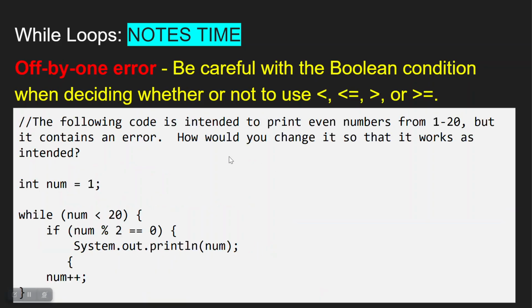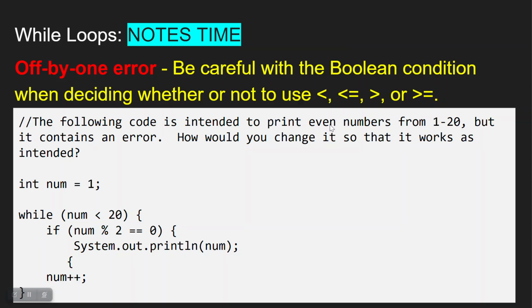All right. And then there's also what's called an off by 1 error. And this is another common mistake that people make when they first start programming, especially programming in Java, where we have a little bit more control over how the loops work. Basically, an off by 1 error means we need to be careful with the Boolean condition when deciding whether or not to use less than or equal to, greater than or equal to. Sometimes we want the equal sign, sometimes we don't want it.